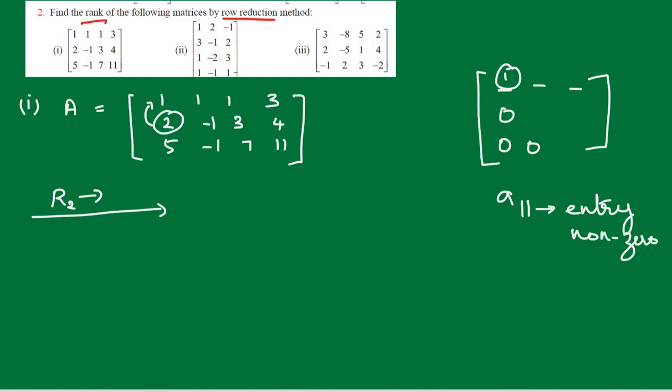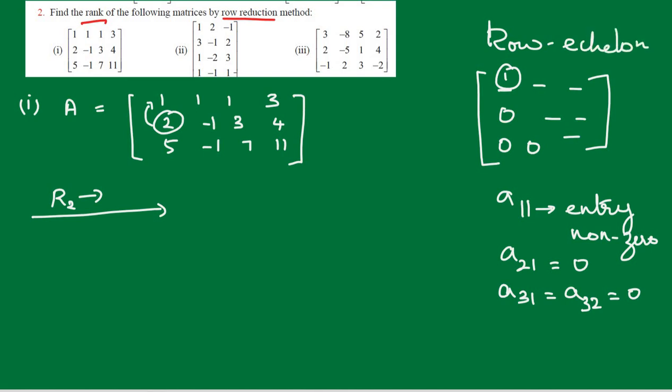This is the procedure. Then A21 element must be taken to 0. A31 and A32 elements must be taken to 0. This is the row-echelon form. This is the procedure. We have to transform the matrix to bring it to the row-echelon form. So in order to bring this A21 element to 0, I take R2 tends to R2 minus 2 times R1. The first row remains as it is.